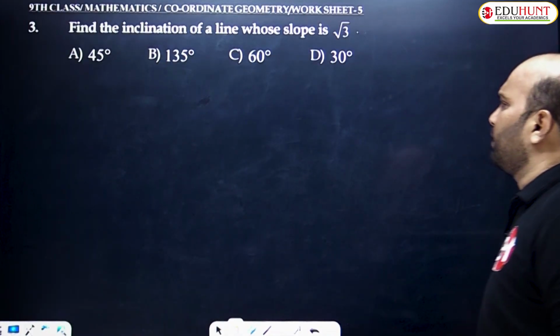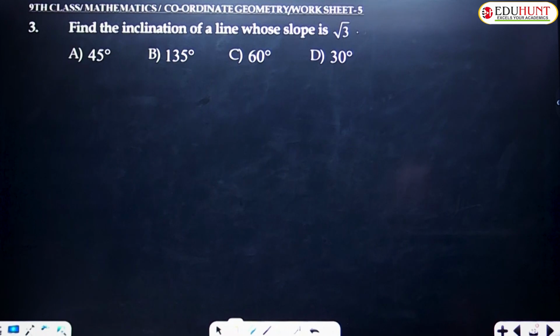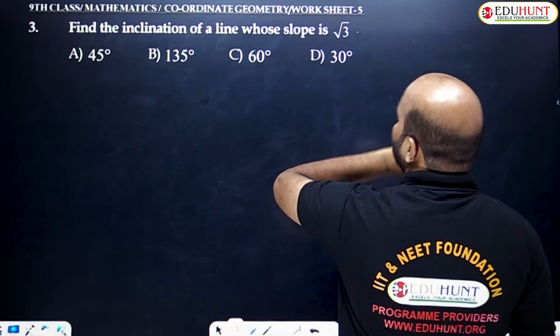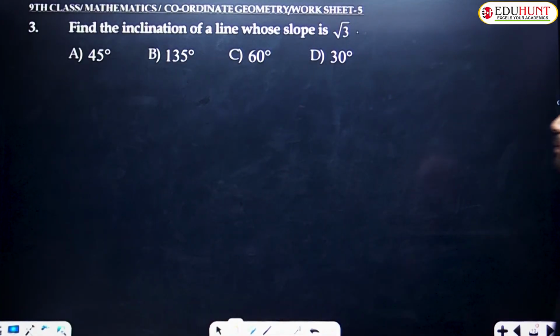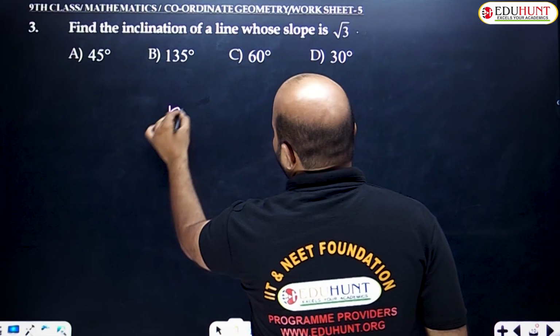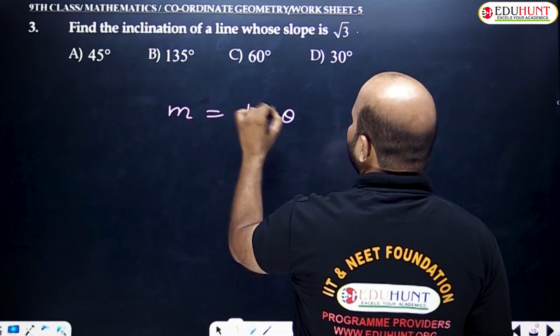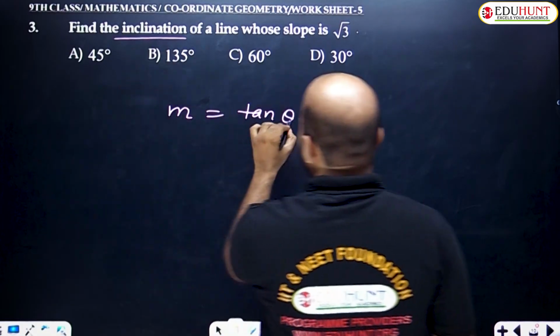Find the inclination of a line whose slope is root 3. What am I given? Find the inclination, nothing but the theta value, of a line whose slope is root 3. Option A 45, option B 135, option C 60 degree, option D 30 degree. So slope of the line, M equals tan theta. This is a formula. Am I clear? So in that question, what am I asked? Inclination of a line, nothing but the theta value.